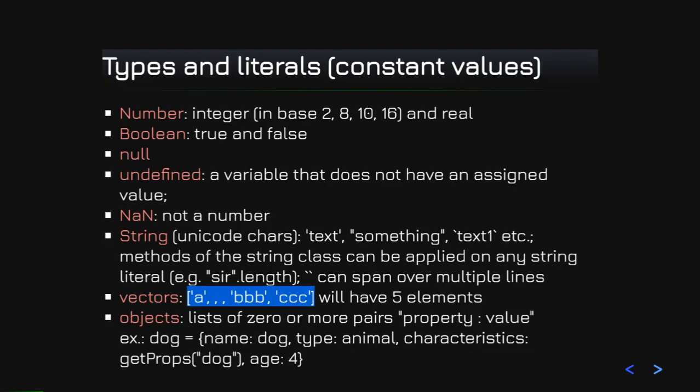So you see here this object dog, which has one property with the name name and the value dog, another property with the name type and the value animal, and another property with a method called characteristics, which is equal to this method. I think this is a mistake. I don't need to actually call the function, but just specify the name of the function.